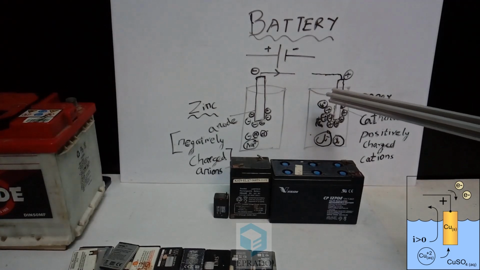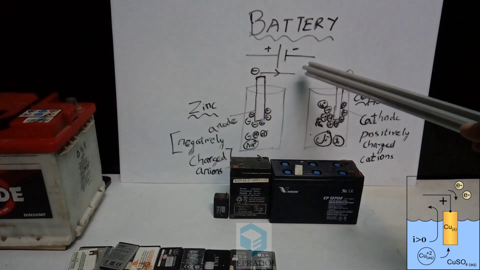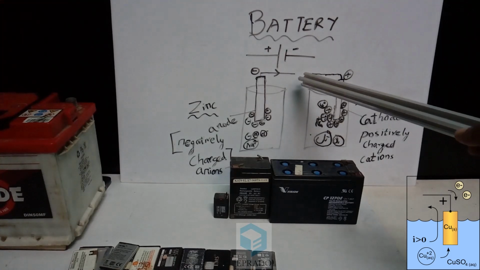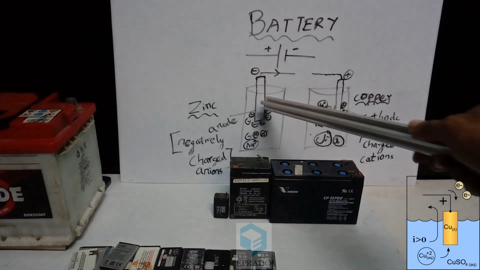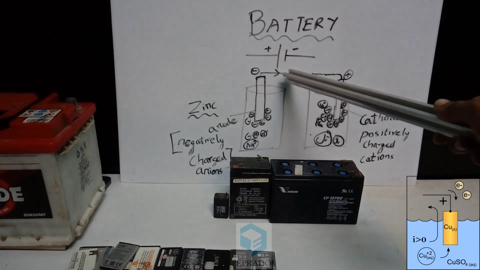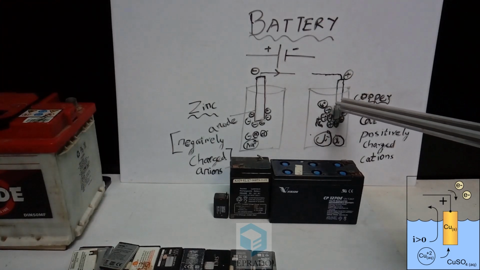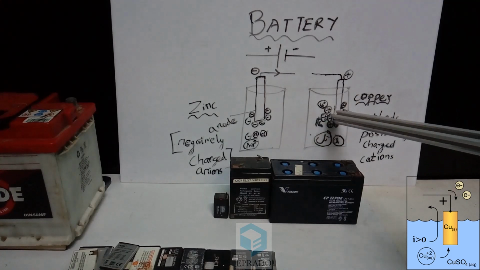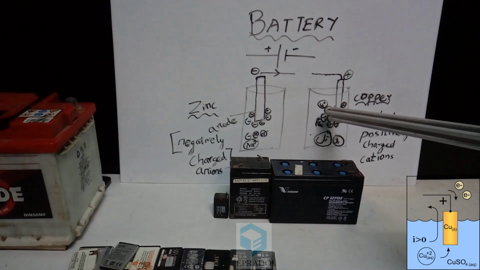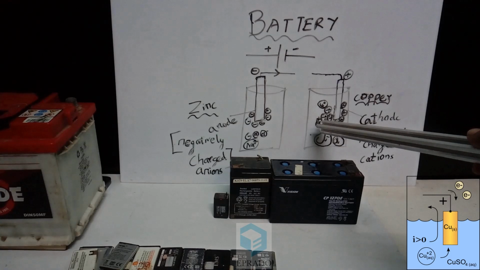So if we connect these two wires together, or if we connect an LED light between these two wires, then electrons will flow from this electrode through this wire to this wire and will reach this electrode and move towards this solution and mix with these positively charged electron deficient atoms, and this solution will become neutralized.